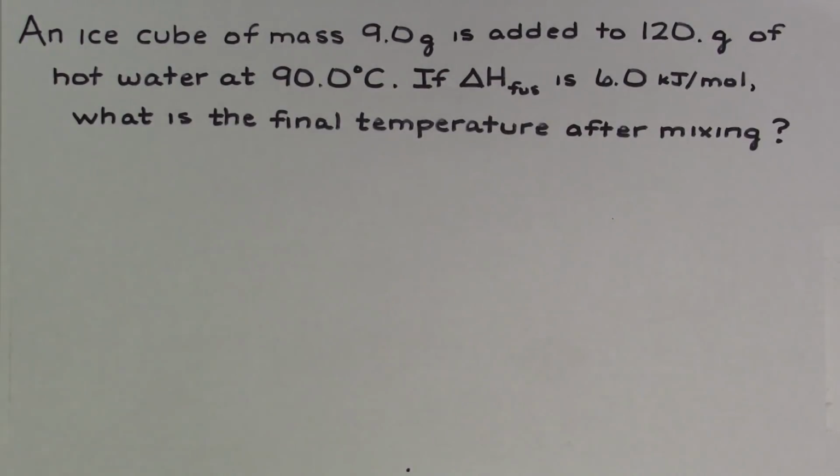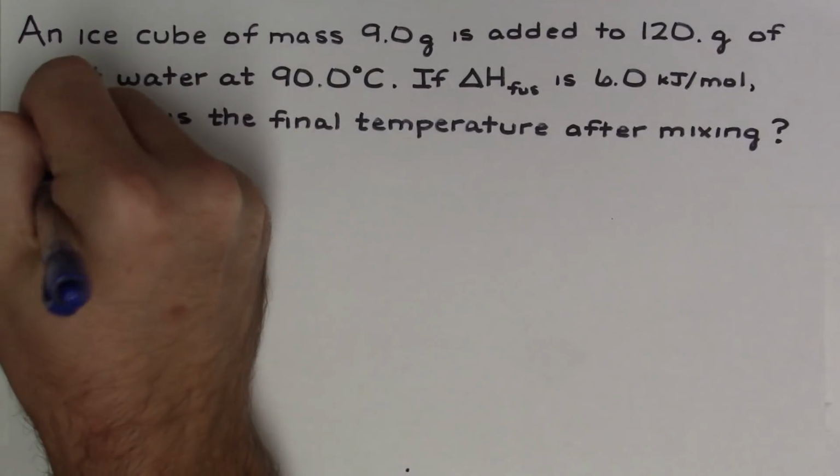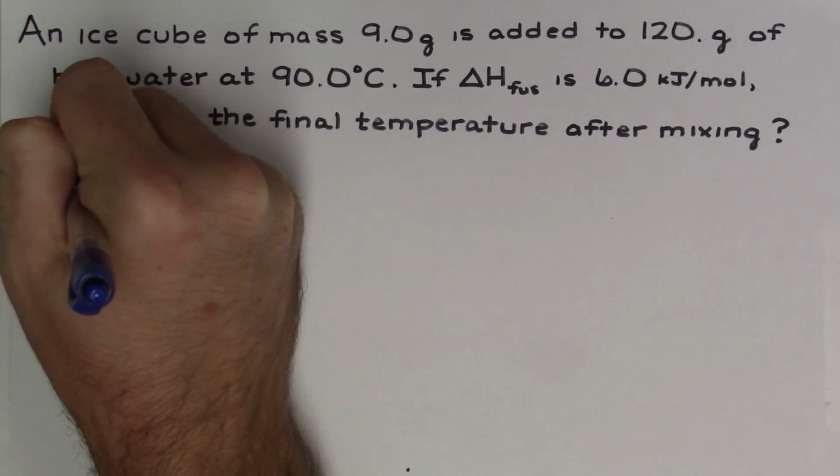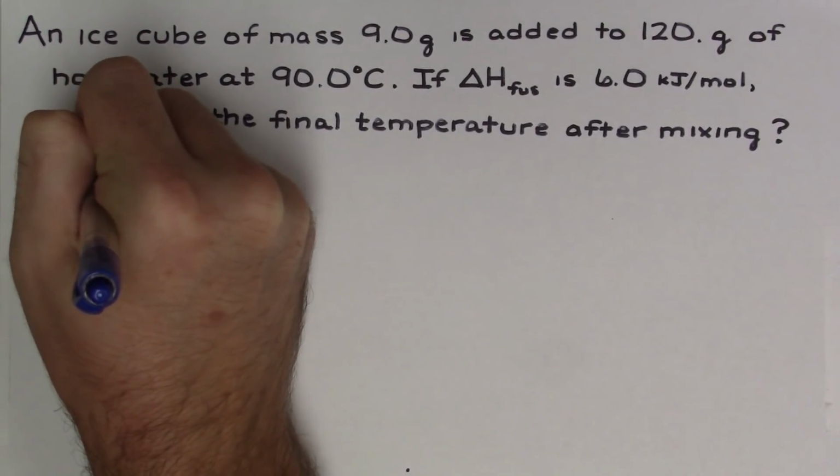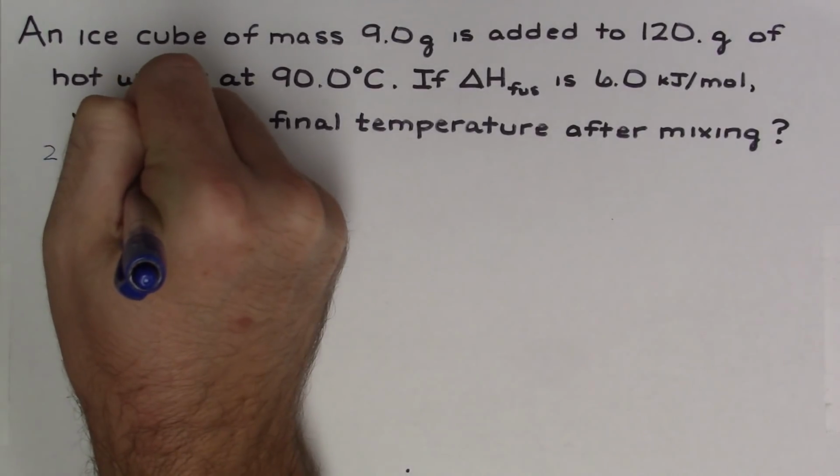For our second problem today, an ice cube of mass 9.0 grams is added to 120 grams of hot water at 90.0 degrees C. If our delta H of fusion is 6.0 kilojoules per mole, what is the final temperature after mixing? We must do this problem in two distinct parts. Those two parts are going to be handled differently.